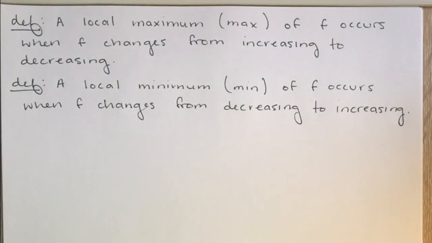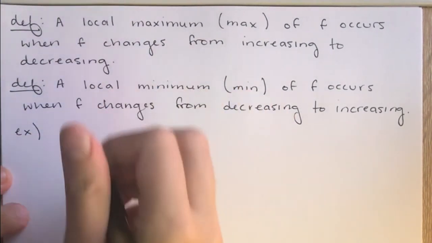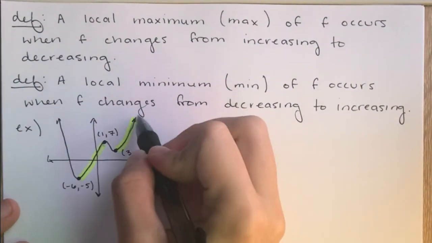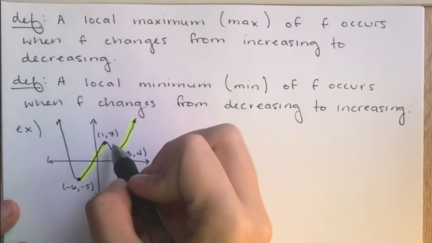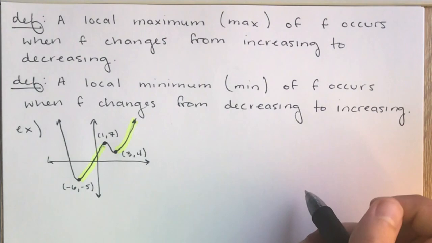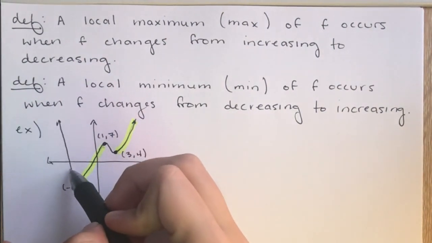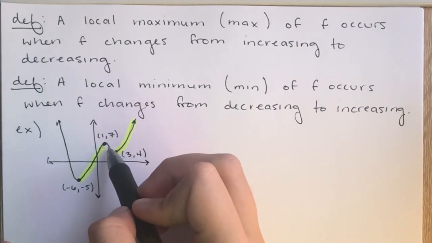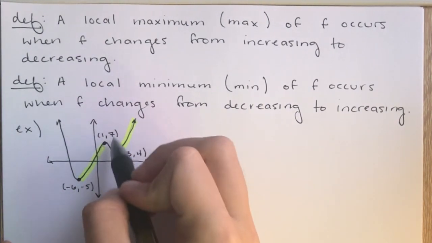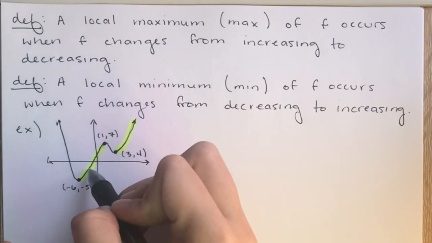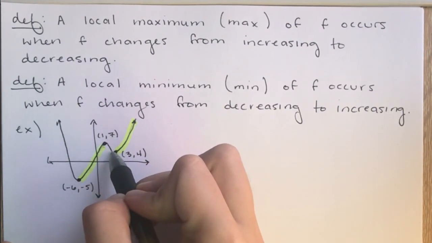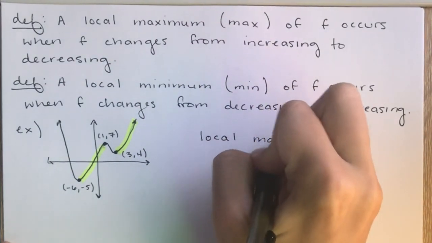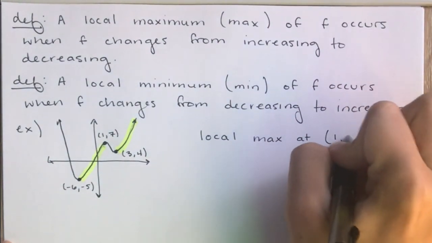All right, so let's look back at our example from before. So we had this graph. For our previous example, we said we were increasing at this portion and this portion, and we were decreasing at the non-highlighted places, right? So as we move from left to right along the function, where do we change from increasing to decreasing? Well, here we're increasing, and then we're decreasing. So it looks like maybe this is a local max, right? We've moved from increasing, we're increasing here, and then we are decreasing. So we have a local max at the point 1, 7.